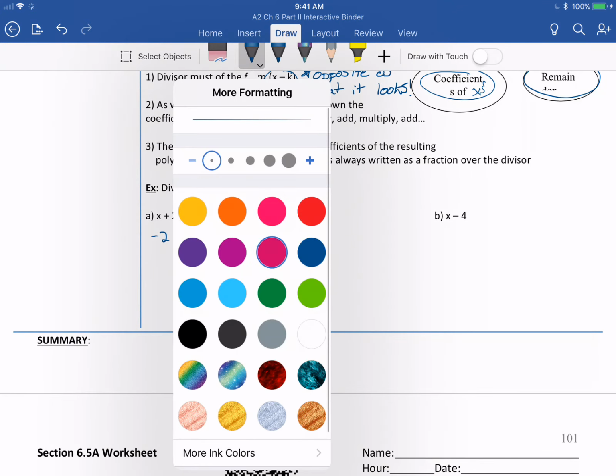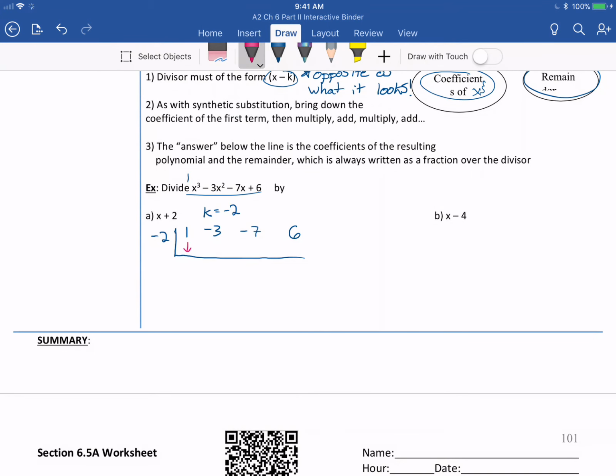So now let's go through and do the same process that we did before. Always bring down the first number. I get 1. I multiply on the diagonal, so this is negative 2. I add straight down, I get negative 5. I multiply on the diagonal, I get positive 10. Add straight down, I get positive 3, multiply, and I get negative 6, and I add straight down to get 0. So this 0 is my remainder, and I like to put a little r next to it. And this is how it works, ladies and gentlemen.